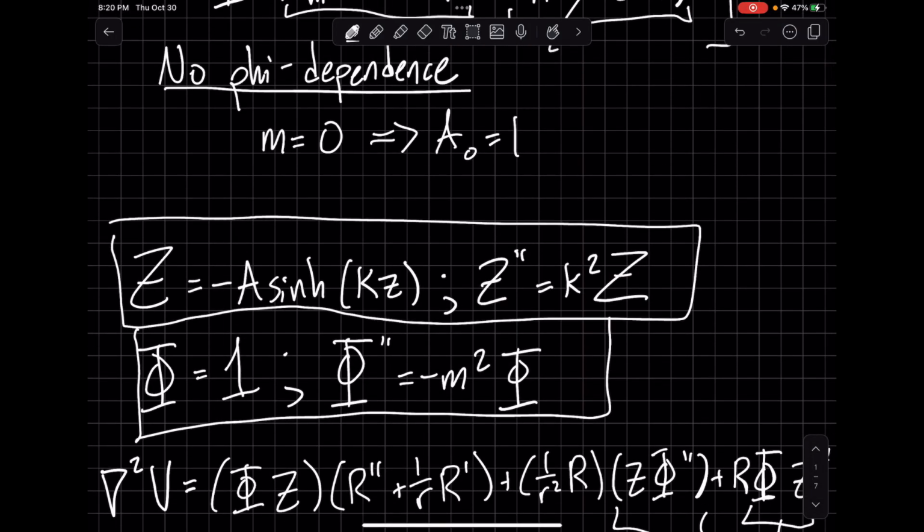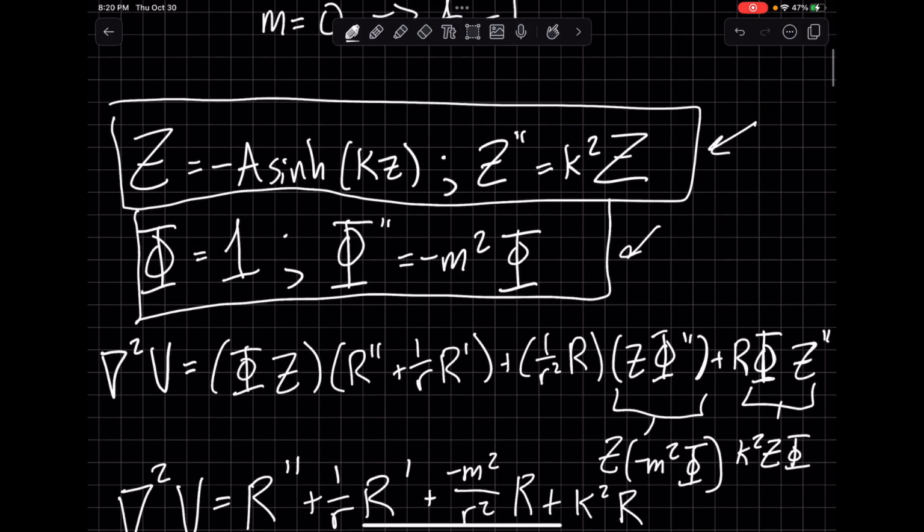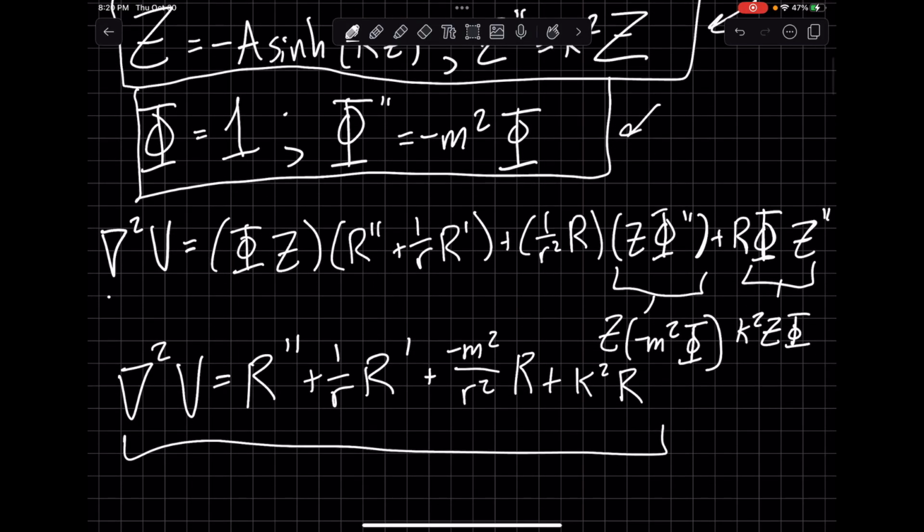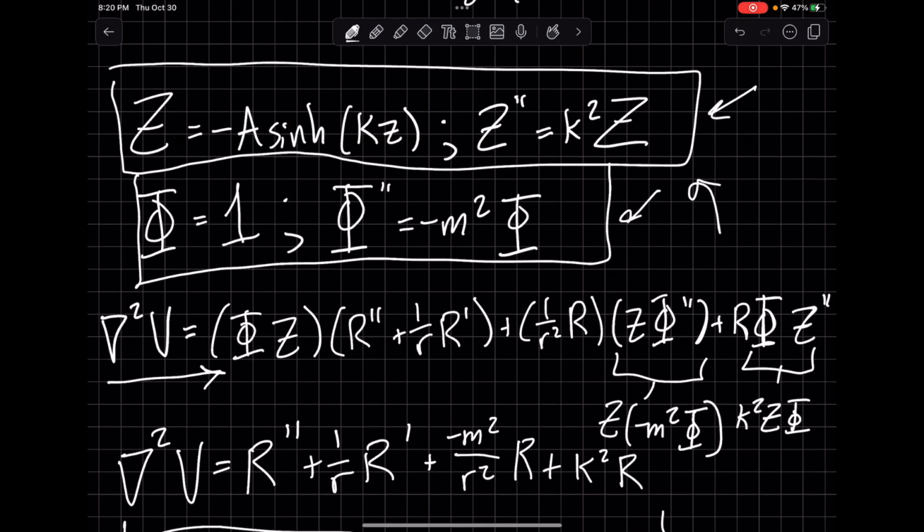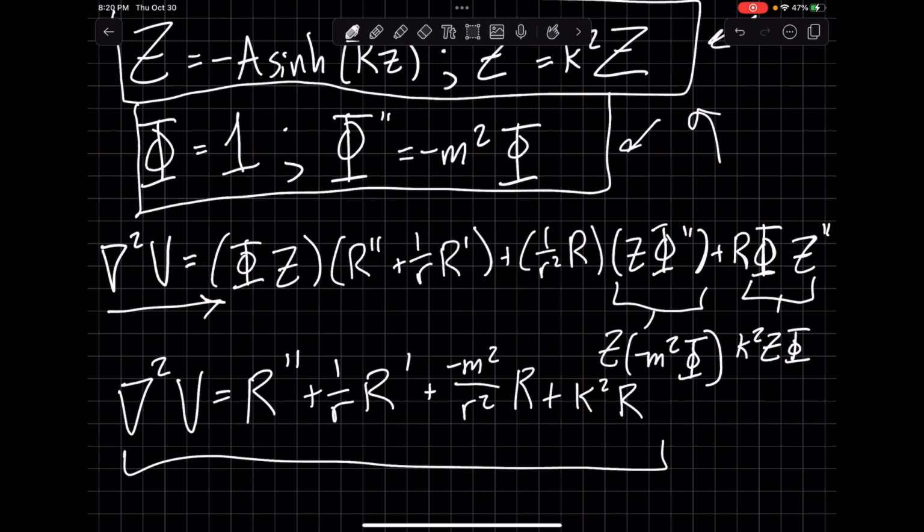And so these should be the answers that we got from Kelsey for our z component and our phi component. And so if we're looking at the Laplacian again, grouping it into the same terms, we can substitute the answers we got here for the phi double prime and z double prime to make it a little bit easier on ourselves. And so this z phi double prime becomes z times negative m squared phi from here, and this phi times z double prime becomes k squared z phi from up here. And then this all simplifies down.